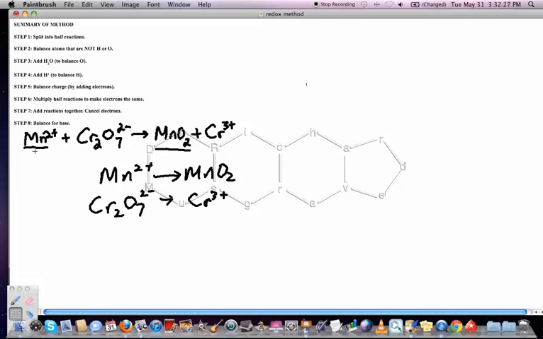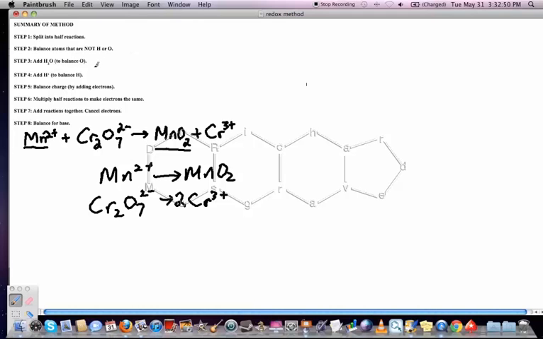Alright, so we go over here, we've got Mn2+, that means there's 1 manganese, and then down here in MnO2 there's 1 manganese, so that one's balanced. Now down here we've got 2 chromiums and only 1 chromium over here, so I'm going to have to balance out the chromiums first, and that means I'm going to need to put a 2 in front of the Cr3+. Alright, so now that's step 2 handled.